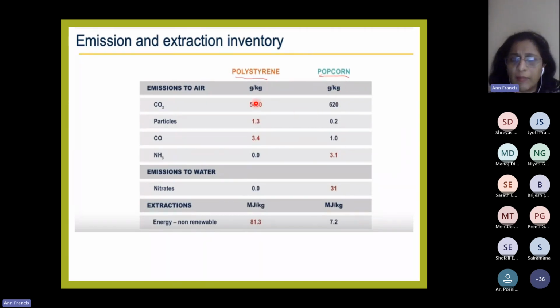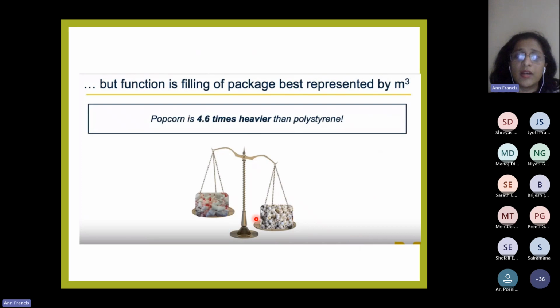So when we look at these numbers, if I'm using polystyrene, in terms of carbon emissions, carbon dioxide emission is 5480, while for popcorn it is 620. So clearly, definitely popcorn is a better alternative. This is what these results show you, and there is nothing wrong in these results. These results are very correct. But there is another big issue associated with the use of popcorn. Popcorn is around 4.6 times heavier than polystyrene.